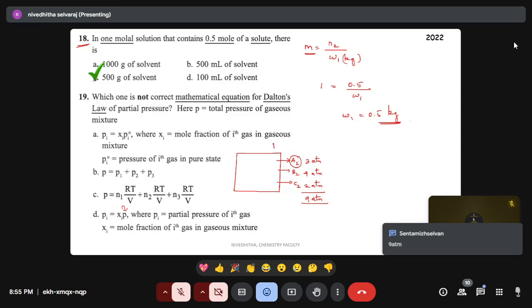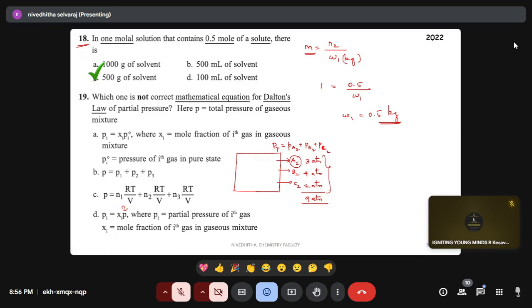So total pressure inside the container is equal to the sum of the partial pressures of the gases present inside the cylinder, and all those gases are non-reacting gases. Here partial pressure is the pressure contributed by individual gases to the total pressure. So here they are talking about a gaseous mixture.